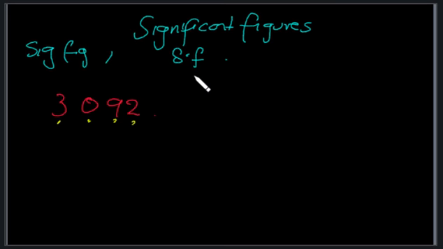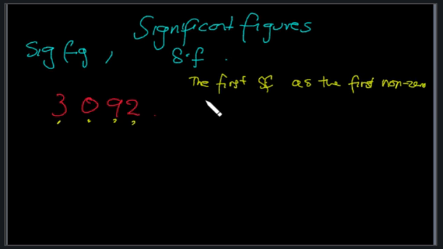But I'm going to define the first significant figure as the first non-zero digit of the number. So if we're looking at this number here, 3092, the first non-zero digit of the number is going to be 3, so that will be our first significant figure.